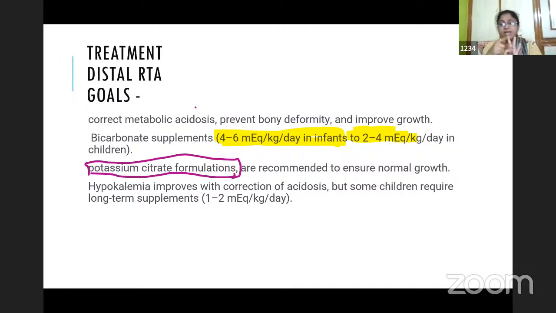Because in children, ultimately the parents do not see the bicarb values or the potassium values. They see that my child is not growing properly. His height is not coming, her height is not coming. It will be a problem for them. So these three are my goals.